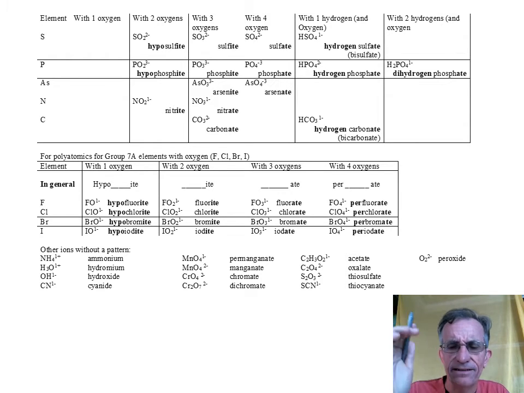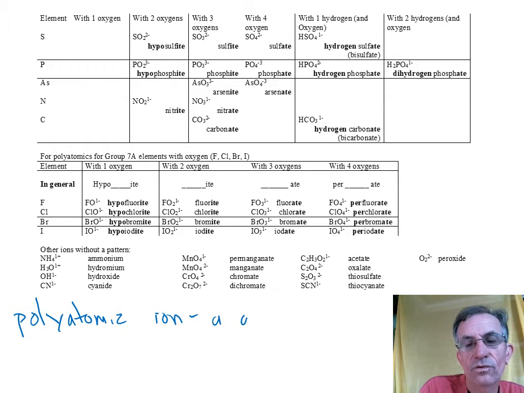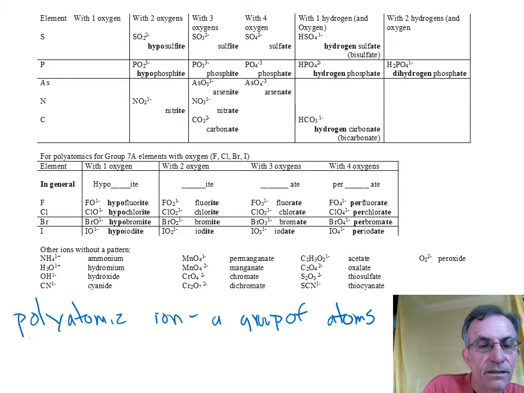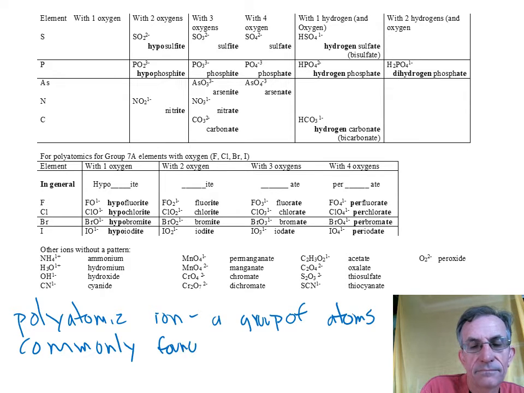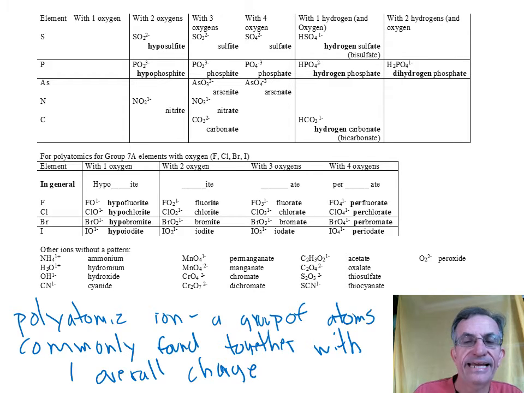And what's a polyatomic? Let's start with that. So let me write it down here. A polyatomic ion is just, we'll say, a group of atoms commonly found together with one overall charge. All right. They are on this handout. There's a bunch of them, okay, with one overall charge.